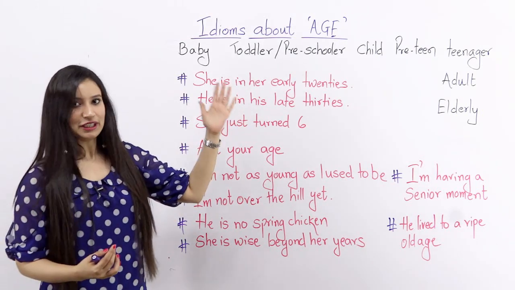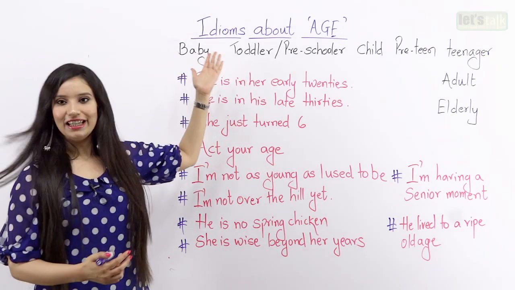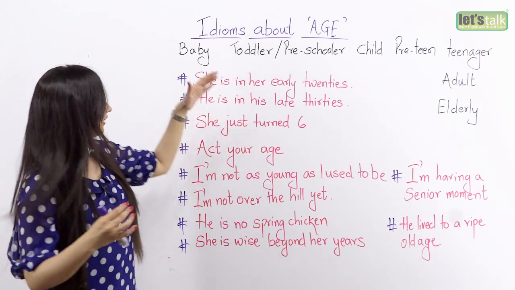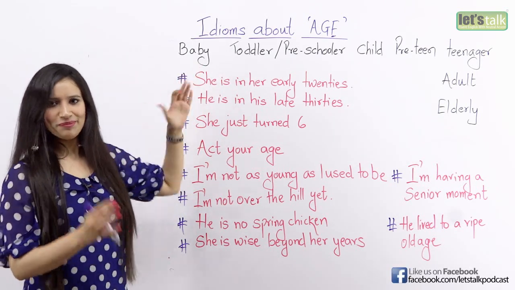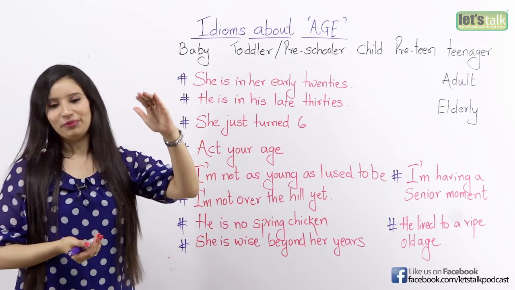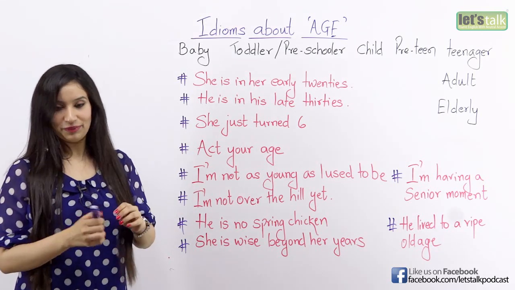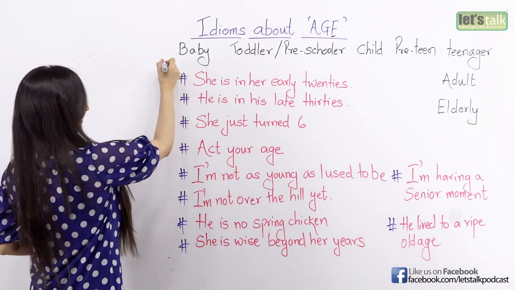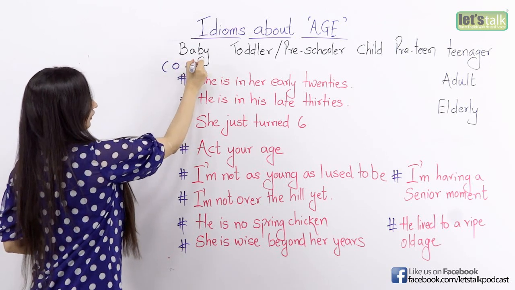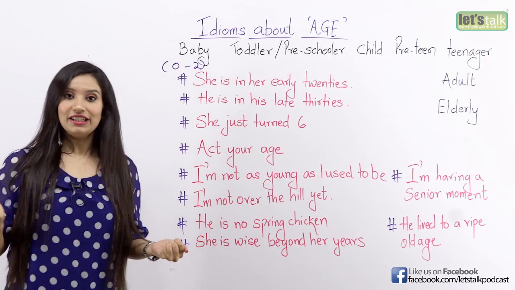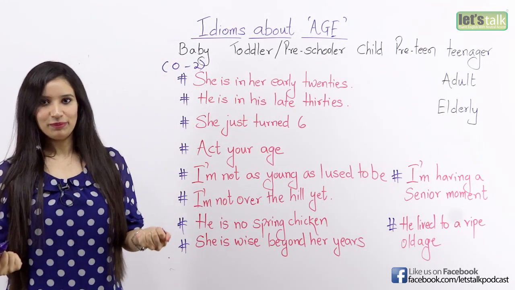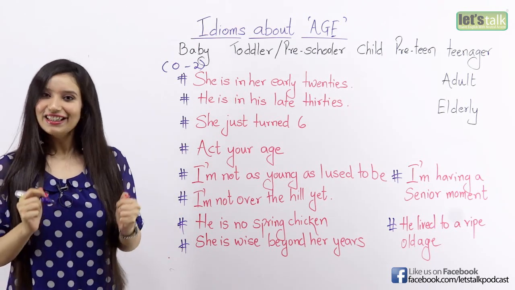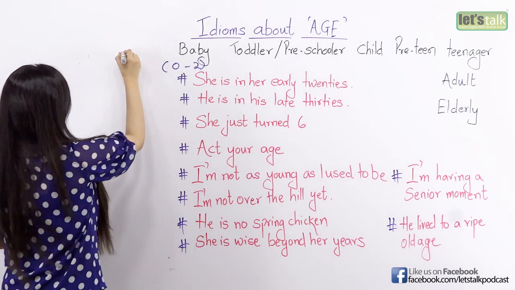First of all, I'm going to introduce you to the age groups that we have. The first one here is a baby. Of course, you know a baby. And what do you think is the age group of a baby? Quite obviously, it's from 0 to 2. There's another word that we can use for a baby, a cute word. It says infant.